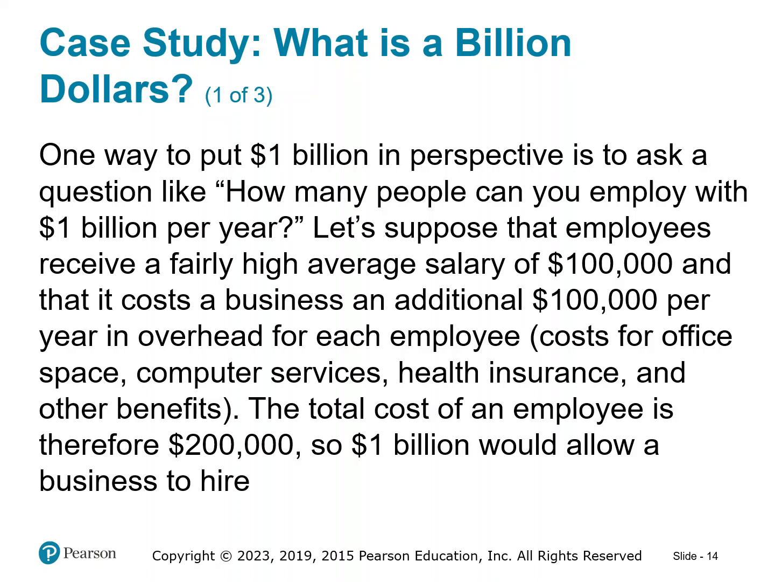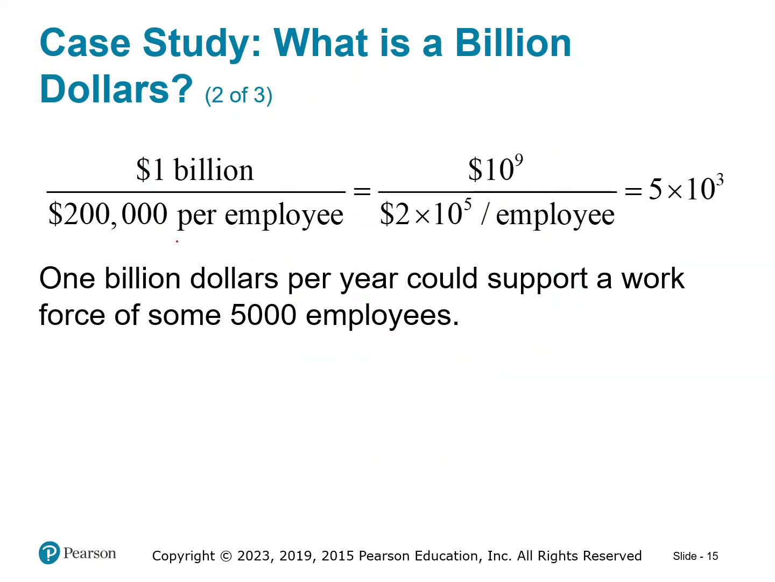Let's suppose that these employees are being rewarded appropriately for their efforts at $100,000. And it costs the business an additional $100,000 per year in overhead for each employee for office space, computer services, health insurance, the company car, whatever else you've got going on, the gym. The total cost of an employee is therefore $200,000. So $1 billion would allow a business, all right, so we'll put 1 billion. Billions are 10 to the 9th.